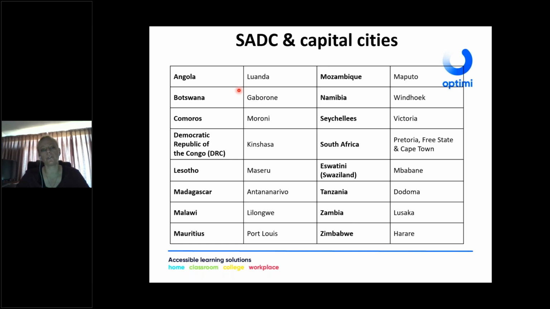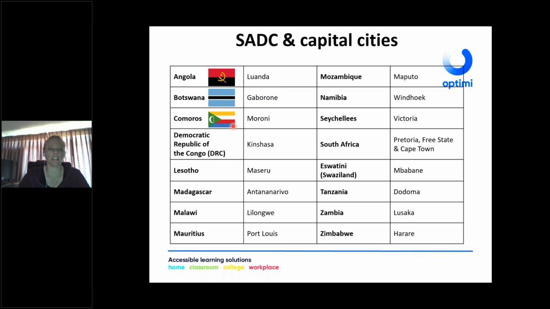Then we're going to look at the SADC countries and their capital cities. It's important to know the country as well as their capital city. So first of all, we're going to look at Angola and its capital city is Luanda. And there's just a picture of how the country's flag also looks like. Botswana, as we already discussed, its capital city is Gaborone. If we look at the Comores, it's Moroni.